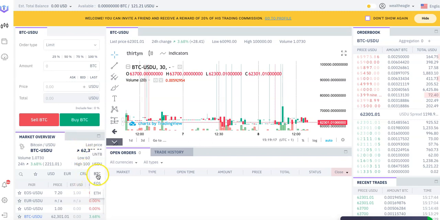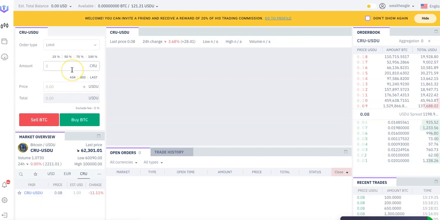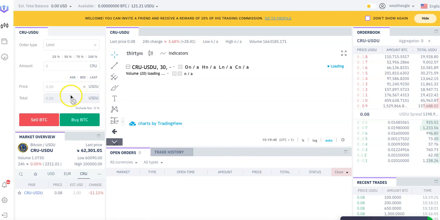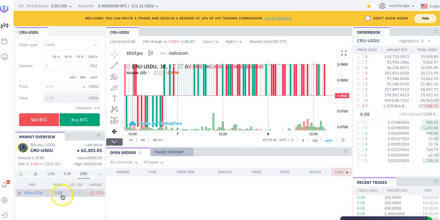So what I need to do now is come to change here. Now I'm going to do USDU, and I need to select here USDU. Let's put CRU here, CRU USDU. I select that, and that should change. Okay, so now I can see 1 USDU is 8 cents. So I'm just going to put 0.08.